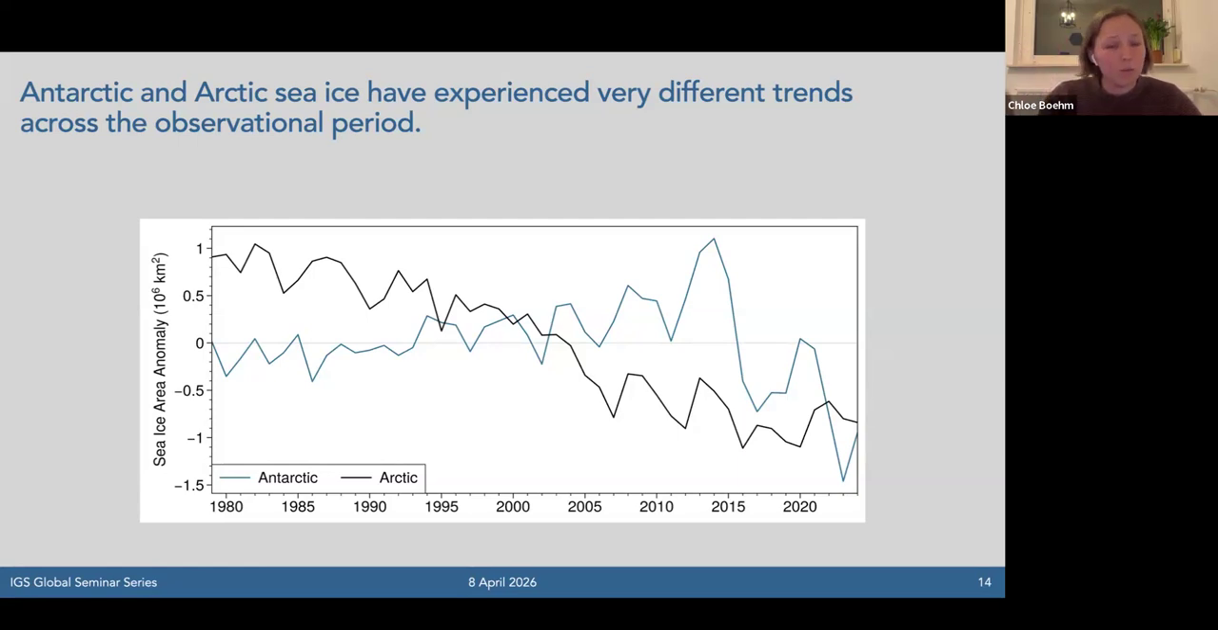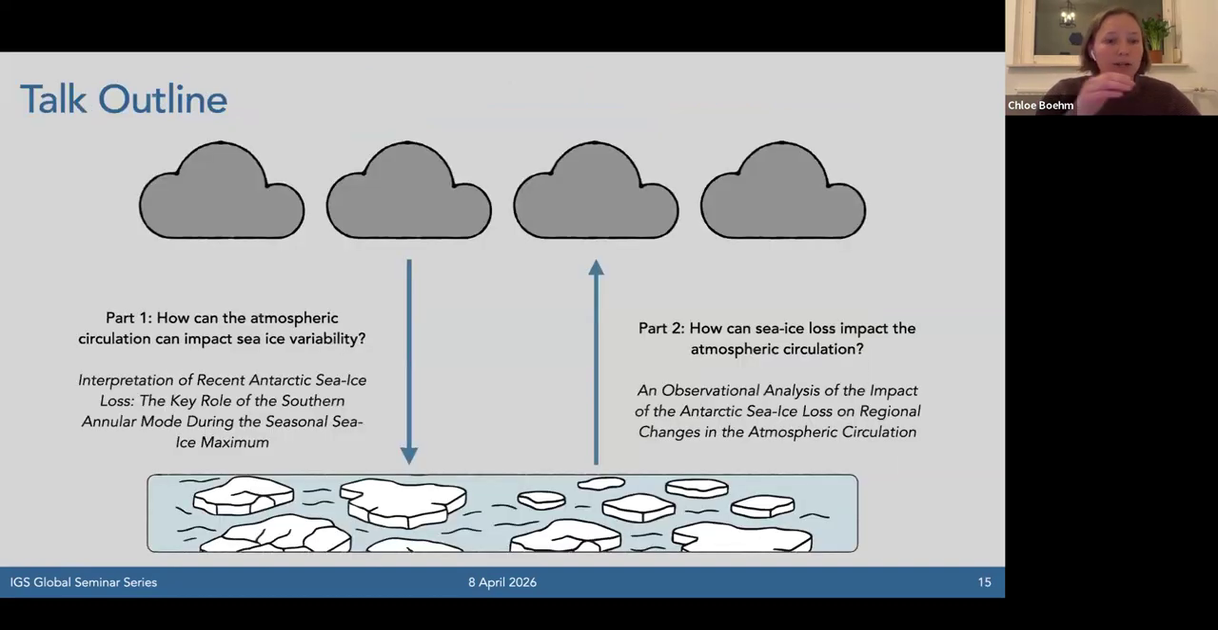And so there's been a lot of work done on trying to understand both the positive trend and the negative trend. Both of these projects I'm going to talk about today are trying to explore the causes and implications of these big changes in Antarctic sea ice. As I mentioned, I'm going to talk about two projects today. The first one is what the original title was about, which is how can atmospheric circulation impact sea ice variability? This is primarily focused on the role of the southern annular mode in impacting Antarctic sea ice loss and what that relationship looks like.